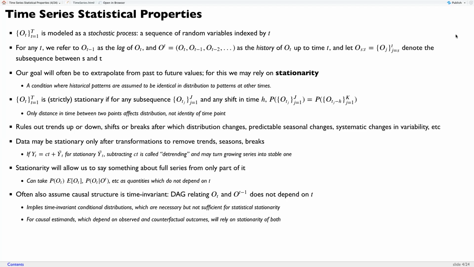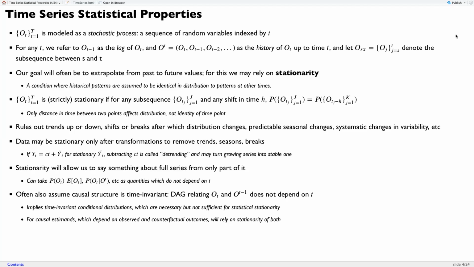For the finite sample analysis, we won't necessarily have infinite data, but often the statistical model of that data will be that these are some subsequence of a larger, potentially infinite sequence. And so we will denote subsequences with a subscript S colon T, so O_{S:T}, which will correspond to just the observations between S and T.